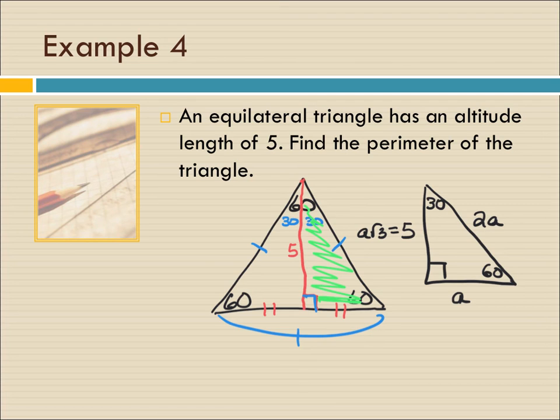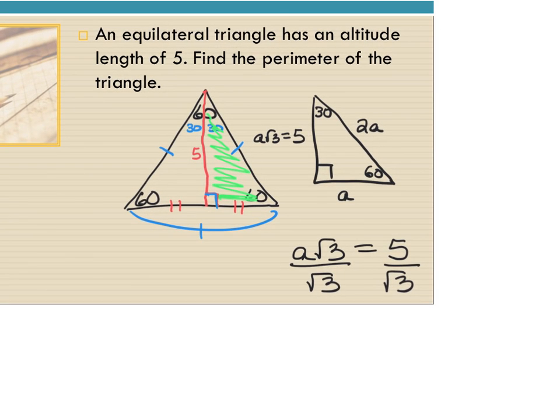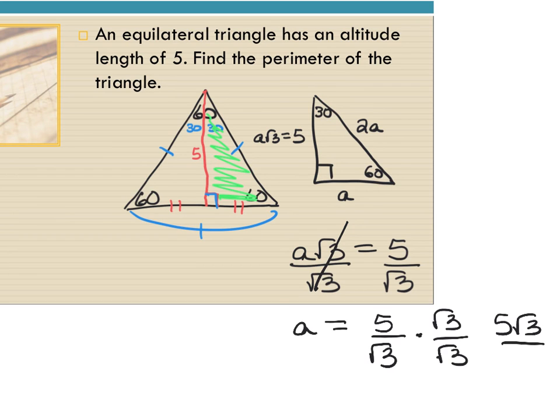Now to find the perimeter, I need to find what 2A is. So I'm going to take A square root 3, which is equal to 5. I need to solve for A. So I'm going to divide both sides by the square root of 3. This cancels. A is equal to 5 over the square root of 3. I can't leave a square root in the denominator. I need to rationalize. So 5 square root 3 over 3 equals A.